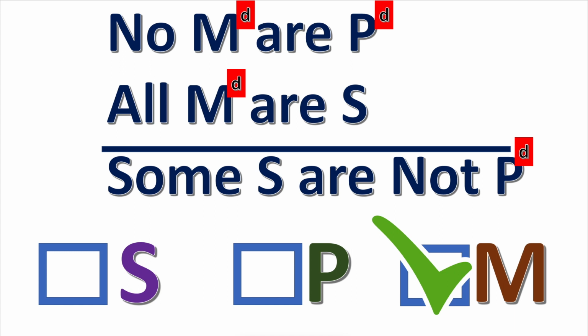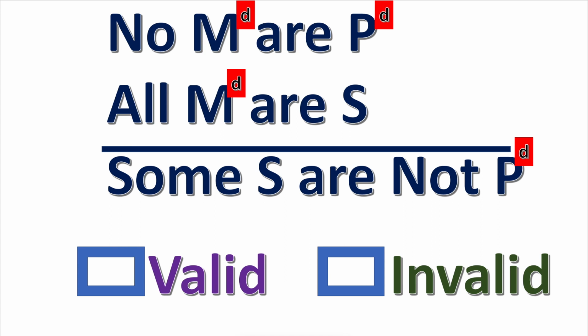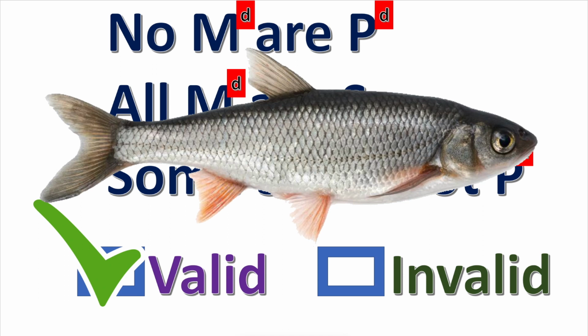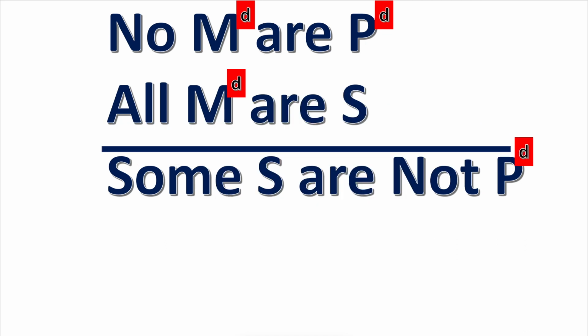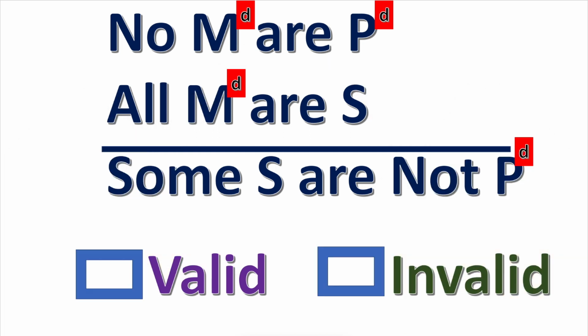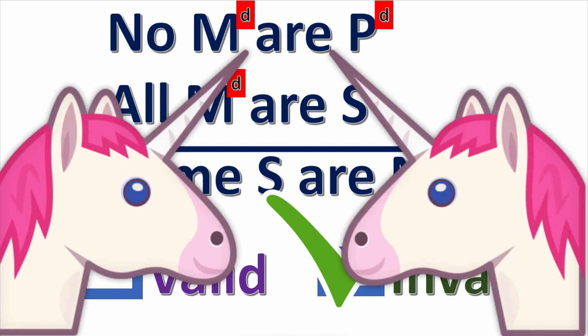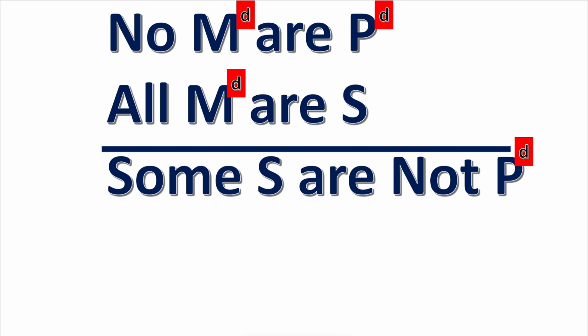Now, if M stands for fish, is the syllogism valid or invalid? Press pause if you need more time. The answer in 3, 2, 1. Since fish do exist, the syllogism is valid from the Aristotelian standpoint. Now, if M stands for unicorns, is the syllogism valid or invalid? Press pause if you need more time. The answer in 3, 2, 1. Invalid. Unicorns do not exist. So it is invalid from the Aristotelian standpoint.